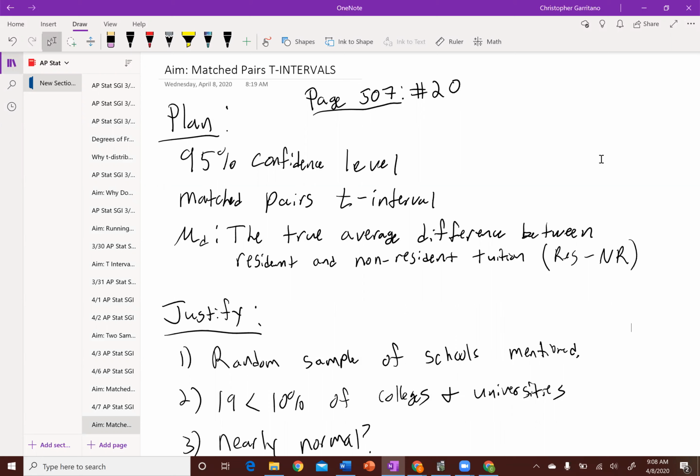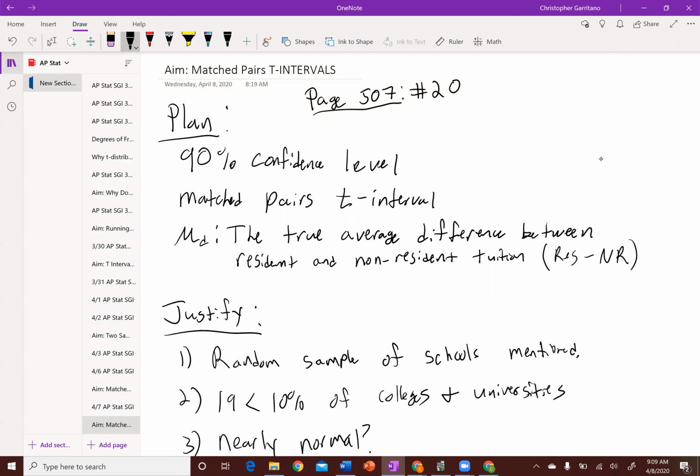Okay, so I'm going to do the problem that was assigned for homework yesterday, page 507, number 20. If you don't remember, just take a moment and read through that problem. It's the problem with the tuition. Part A says to create a 90% confidence interval, and of course I wrote 95, but anyway, it's a 90% confidence interval, and it says to be sure to justify the procedure.